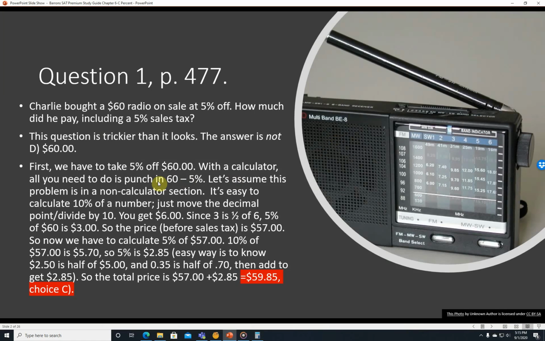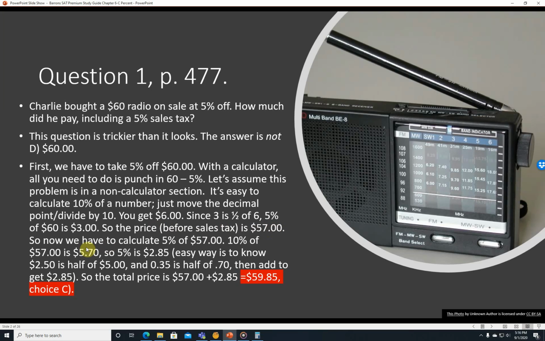But let's assume the problem is in a non-calculator section. It's easy to calculate 10% of a number. You just move the decimal point or divide by 10, so you get $6. This is also a good way to figure out a tip. Since 3 is 1/2 of 6, you take the 10% and take half and you get 5%. The 5% of $60 is $3. If you're figuring out a tip, you can just take the 10%, add it to the 5%, voila, you've got a 15% tip, which is sufficient. So, anyway, 5% of $60 is $3, so the price before sales tax is $60 minus $3, which is $57.